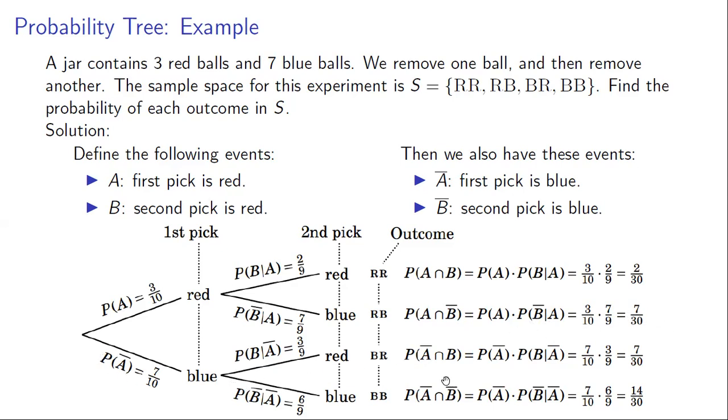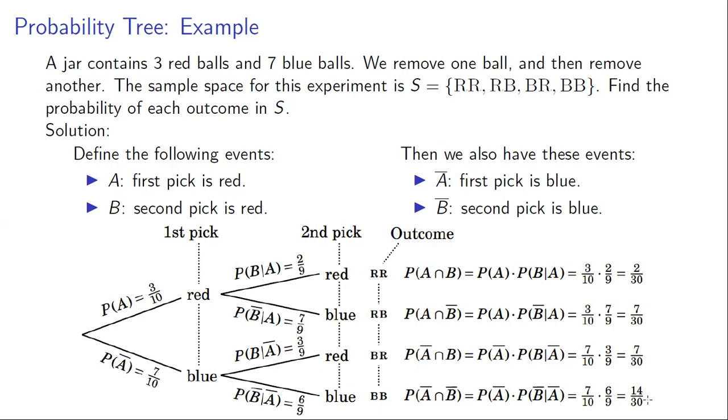And we can keep going through this tree for the blues and so on. These probabilities all the way on the right give us the probabilities of each of the outcomes. So the probability of RR is 2/30, pretty unlikely. The probability of RB is 7/30. The probability of BR is also 7/30. The probability of BB is 14/30. So that's almost a half, so probably almost 1/2.